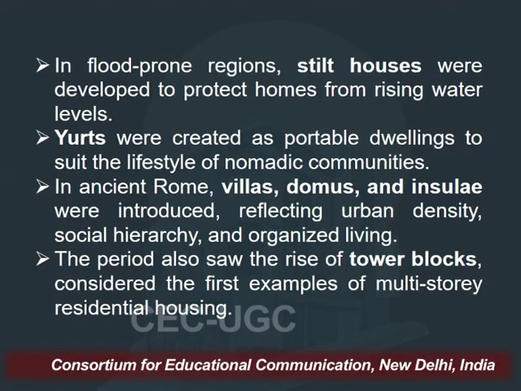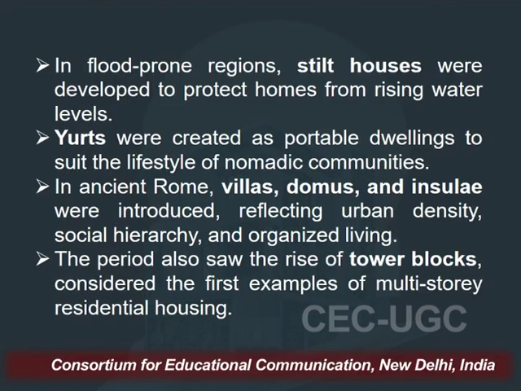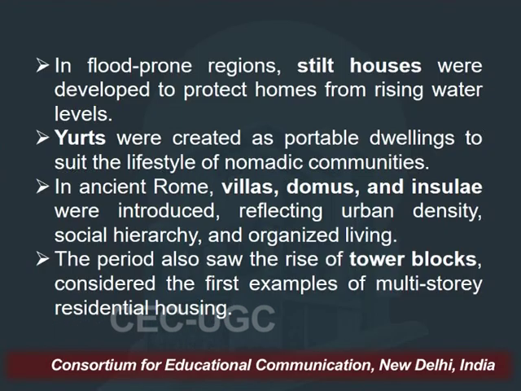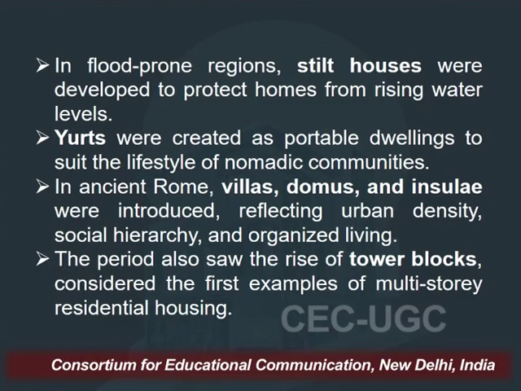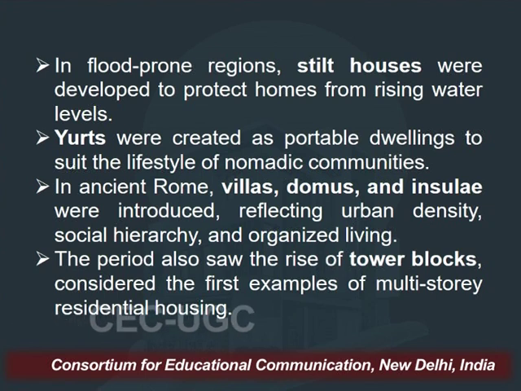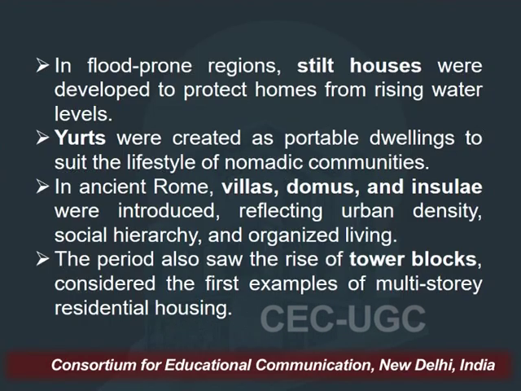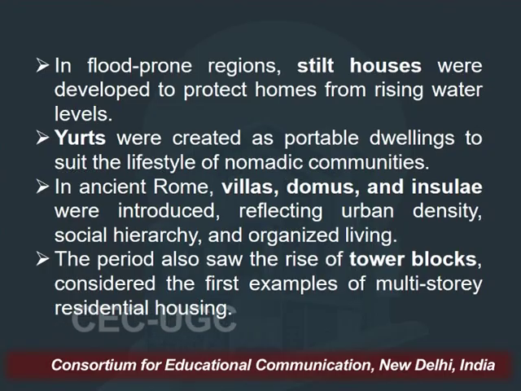In flood-prone regions, stilt houses were developed to protect homes from rising water levels. Yurts were created as portable dwellings to suit the lifestyle of nomadic cultures. In ancient Rome, villas, domus and insulae were introduced, reflecting urban density, social hierarchy and organized living. The period also saw the rise of tower blocks, considered the first example of multi-story residential housing.